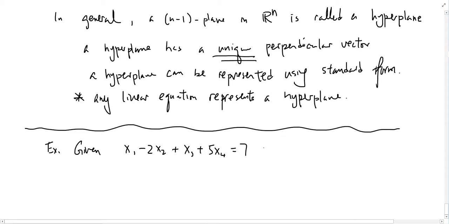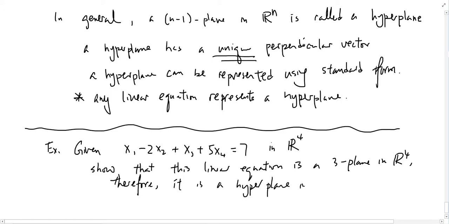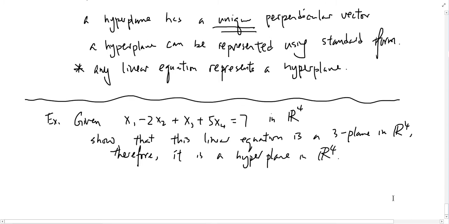I want you to rewrite it, and I'm going to define this equation in R4 so that we know there's no extra variable with a zero coefficient in front. What I want to do is to show that this linear equation is a three-plane in R4. Therefore, it is a hyperplane in R4. So how do I do that?